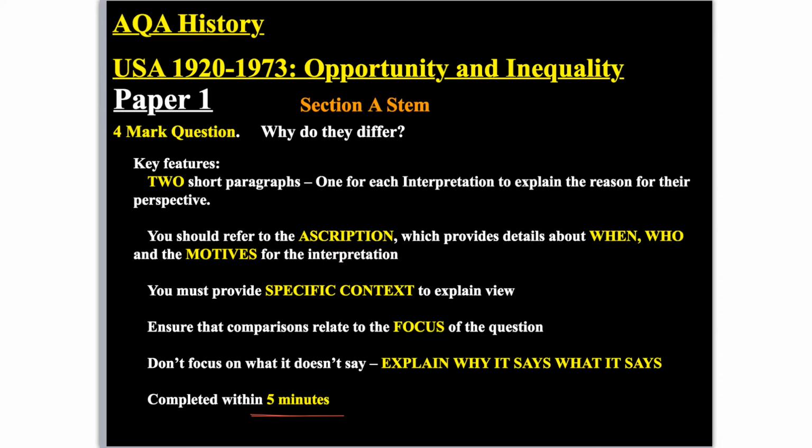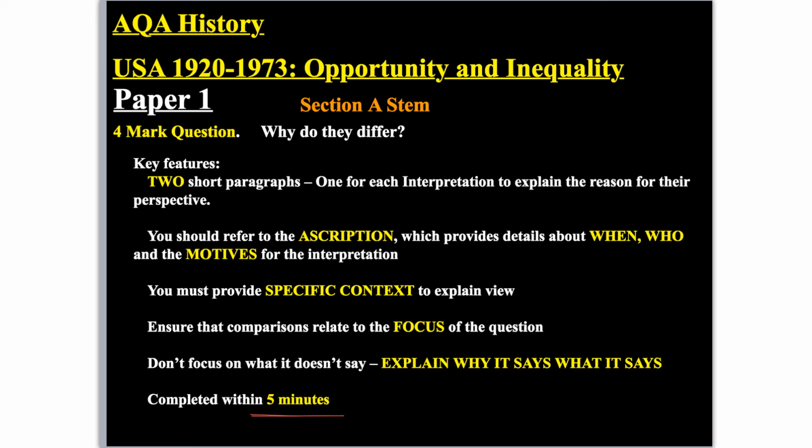For a more detailed outline of what to include, look at the second slide that I went through earlier. Try to provide some specific context to explain that view. You've seen from the model answer that that doesn't necessarily need to be a long-winded explanation of what was going on in the 1920s, but it should be something specific to contextualise why they've got this particular view. And then make sure that you are focusing on the question itself, so life for women in the 1920s with the example we looked at. And then don't focus on what it doesn't say. Don't think about what the interpretation is not showing you, but show why it has this particular interpretation.